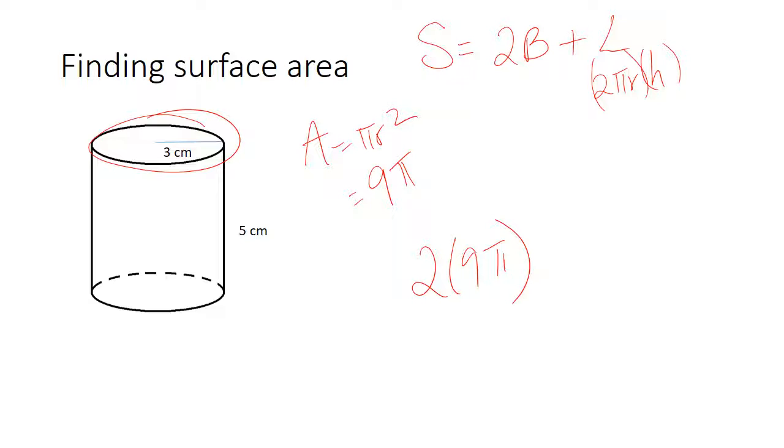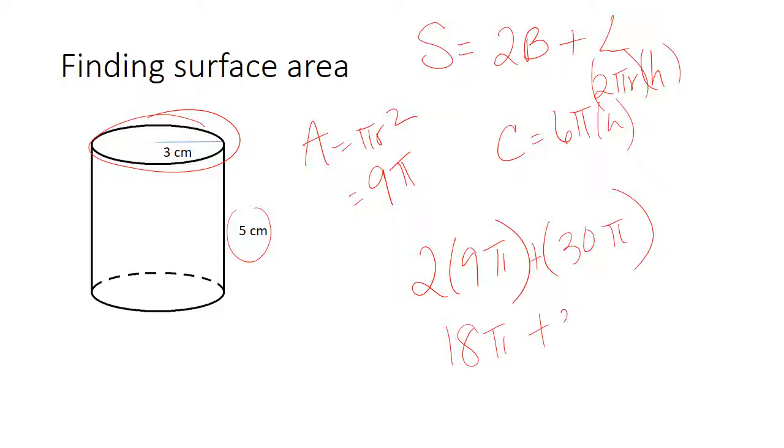Now let's find the circumference of our base, which is 2 pi r. Our r is 3, so 2 times r would be 6, so our circumference is going to be 6 pi, and then we're going to multiply our h in there. So 6 times 5 would be 30. This is going to be plus 30 pi. So 2 times 9, we multiply that out, that's going to be 18 pi plus 30 pi. We can add our 18 and our 30 up and get 48 pi. So our surface area would be 48 pi.